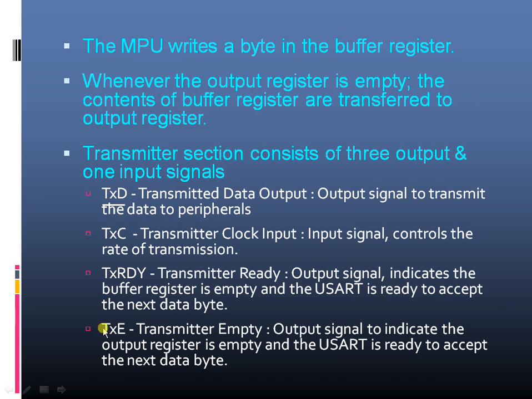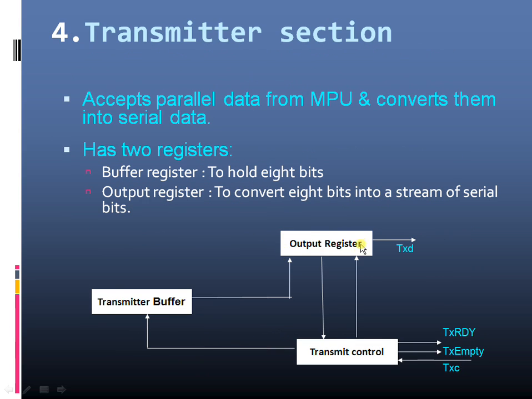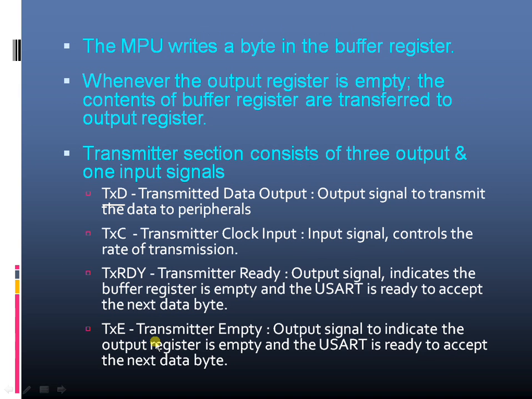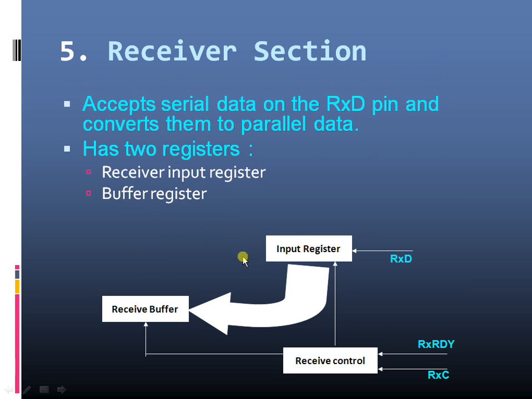And TXE is for representing the status of the output register. We can also call it the shift register. So it represents the status of the output register or the shift register. As soon as the output register becomes empty, this particular pin would be holding a logic 1. So it indicates to the processor that it has to provide one more character, or else it is ready to transmit one more character to the external world. And then we have a receiver section.